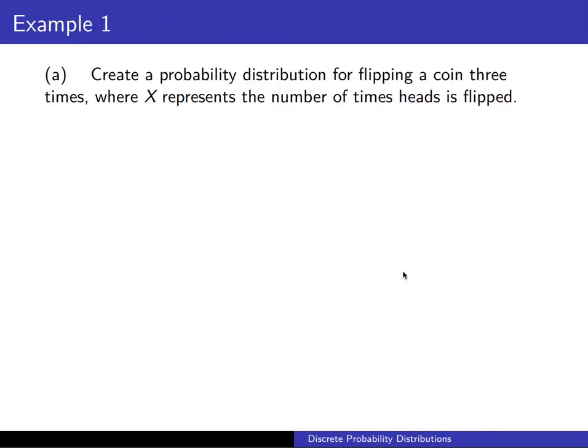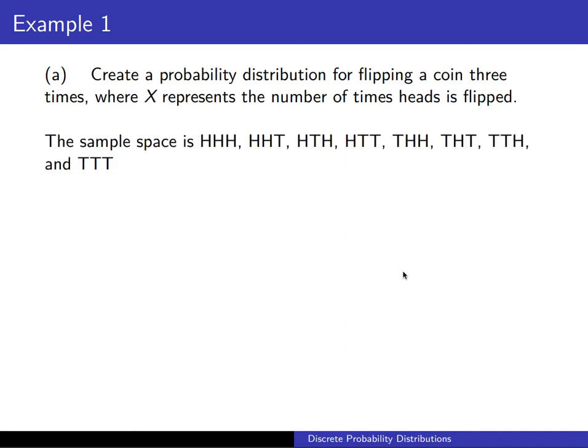So, all right, example 1: create a probability distribution for flipping a coin 3 times. And this time, capital X is going to represent the number of times heads is flipped, or the number of times we get heads when flipping a coin 3 times. So if we look at the sample space, the total number of items in the sample space is our denominator. When flipping a coin 3 times, we have a total of 8 possible outcomes.